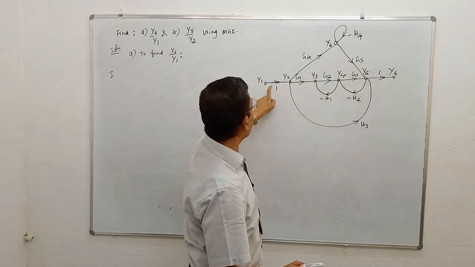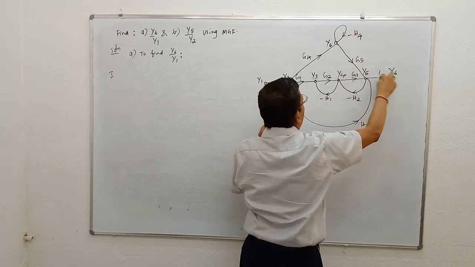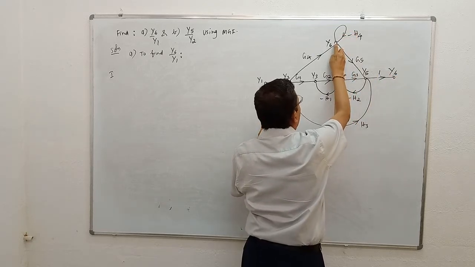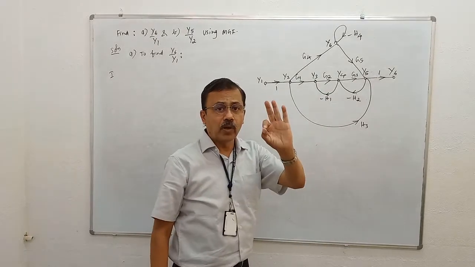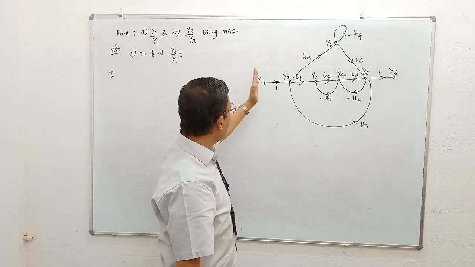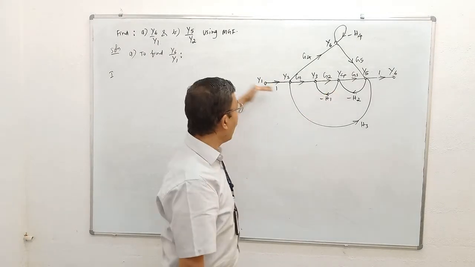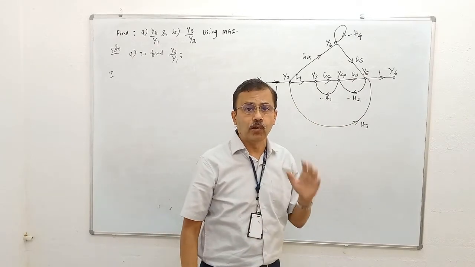This is not a forward path: 1, G4, minus H4, G5, Y6, because this node is touched twice. While going from input node to output node, a given node must not be touched more than once. And we have to travel from the input node to the output node along the direction of the arrows, that means along the direction of the signal flow.